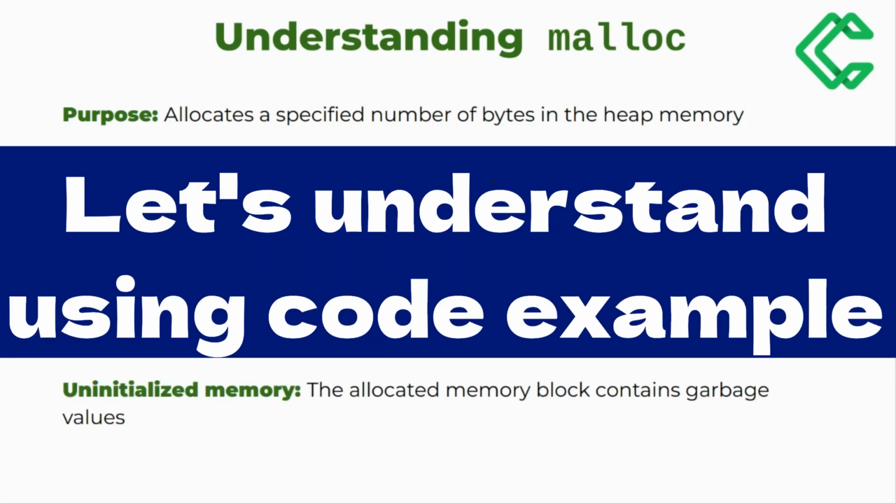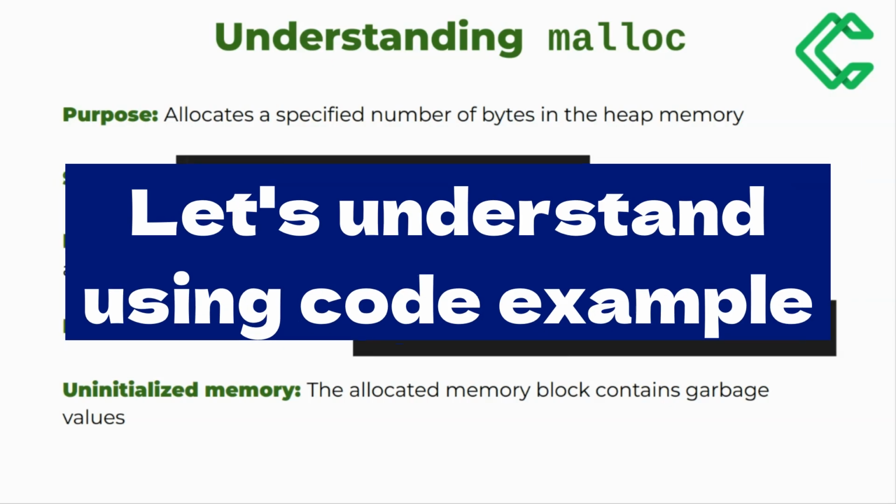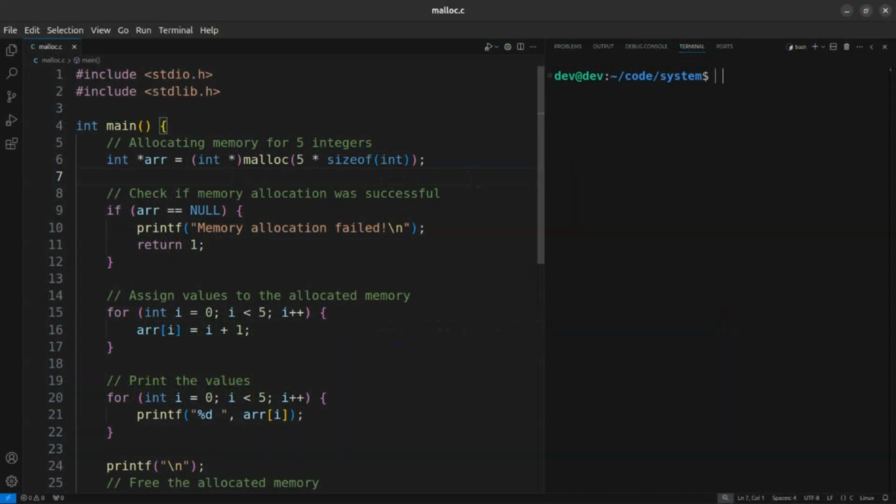Now let's understand the basic usage of the malloc function with the help of a code example. In this code, we are allocating memory for 5 integers using malloc. First, we declare an integer pointer, and then using malloc, we allocate the memory for 5 integers. Here, sizeof(int) ensures that the correct size of an integer is used. 5 * sizeof(int) gives the total size in bytes we need to allocate. As we know, malloc returns a void pointer, so we need to typecast it to an integer pointer.